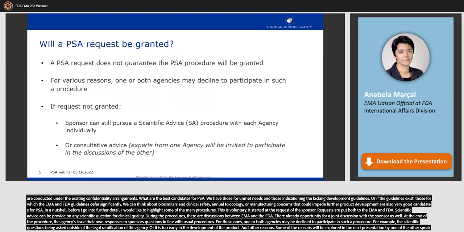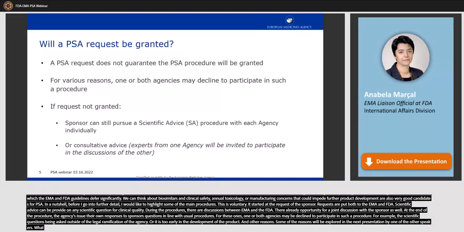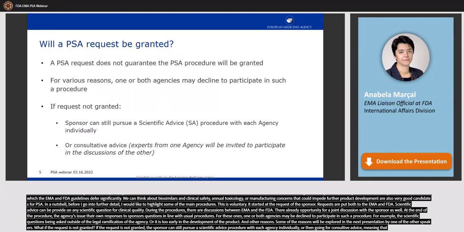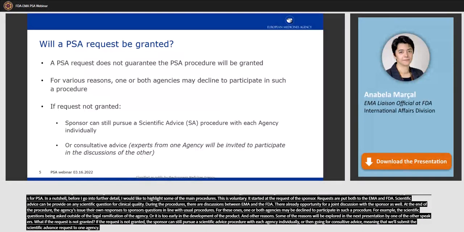What if the request is not granted? If the request is not granted, the sponsor can still pursue a scientific advice procedure with each agency individually, or go for consultative advice, meaning that they will submit a scientific advice request to one agency, but experts from the other agency will be invited to participate in the discussions.